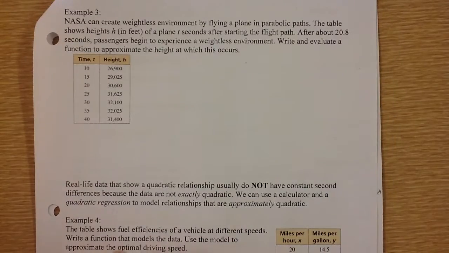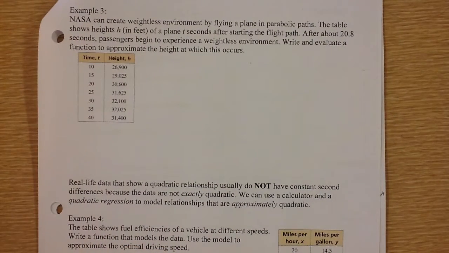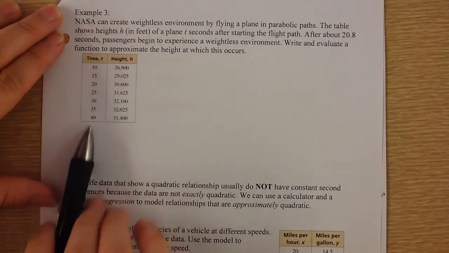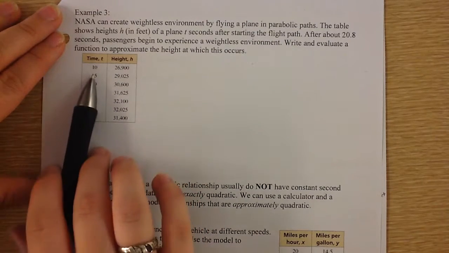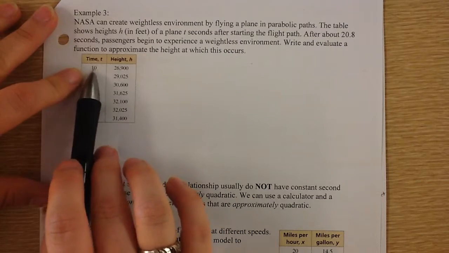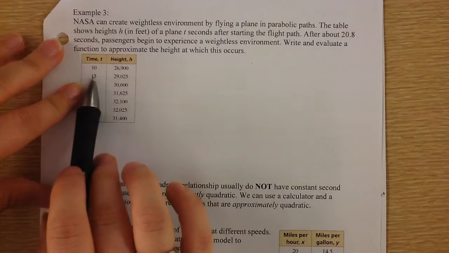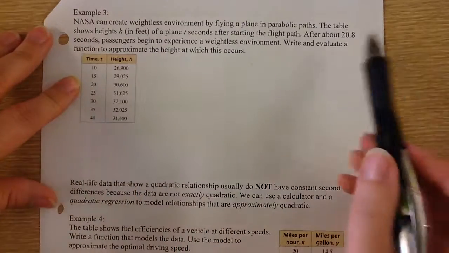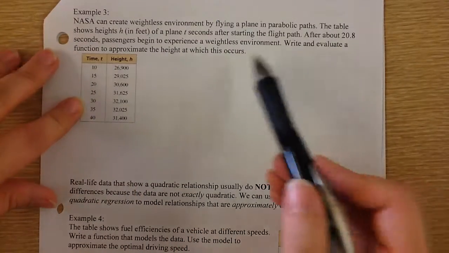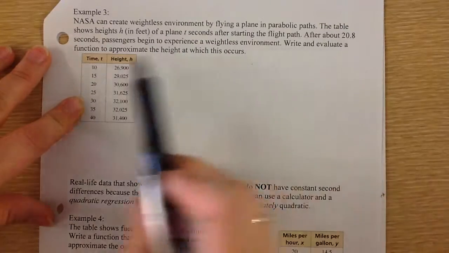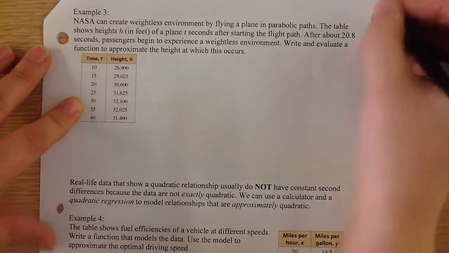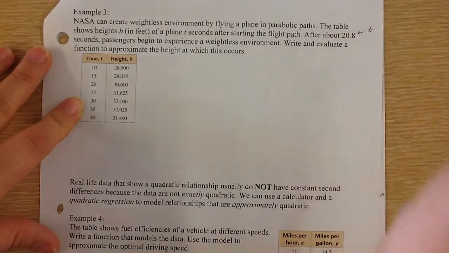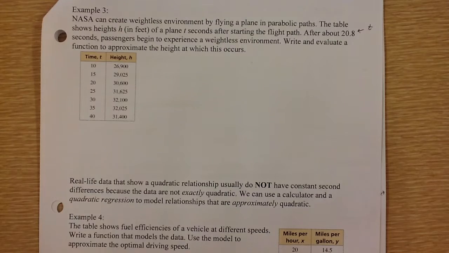Example 3. NASA can create a weightless environment by flying a plane in a parabolic path. The table shows the height in feet of the plane, here's my height, t seconds after it starts the flight path. So at time 10 seconds after it starts, that's how high it is. 15 seconds after it starts, that's how high it is. After about 20.8 seconds, passengers begin to experience a weightless environment. Write and evaluate a function to approximate the height at which this occurs. So again, this 20.8 is my t. I'm trying to find h when t is 20.8.